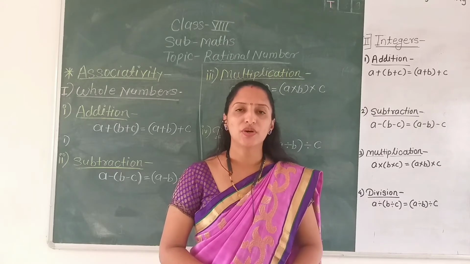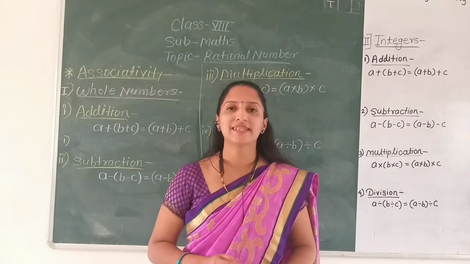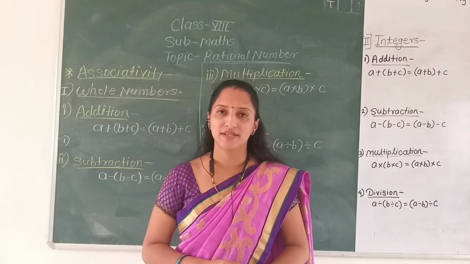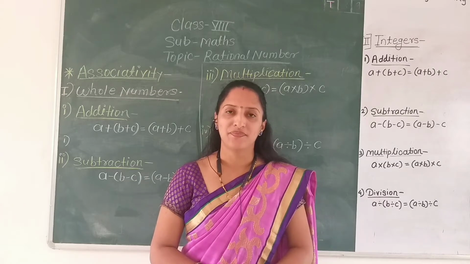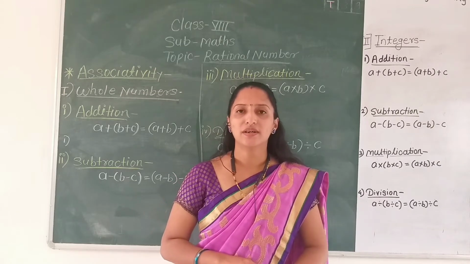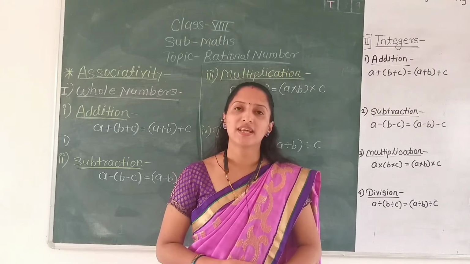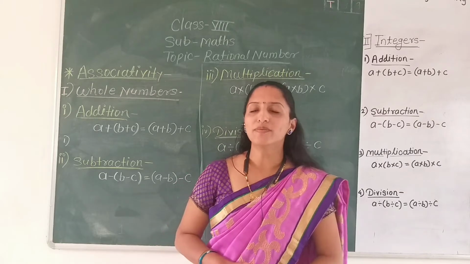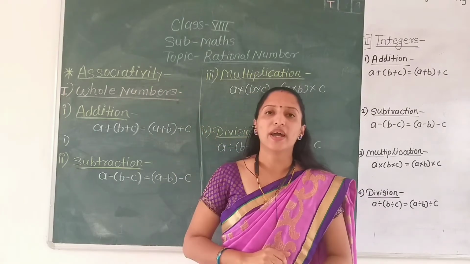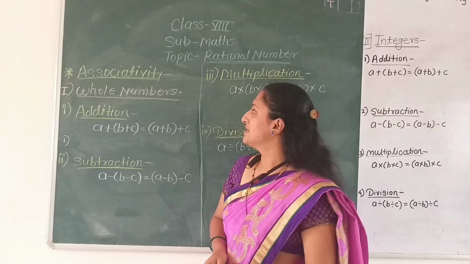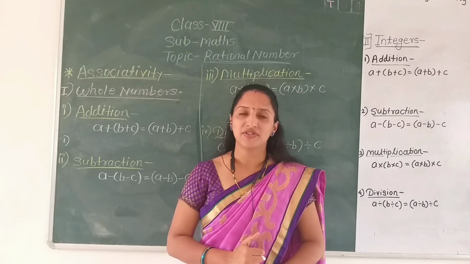In our last session, we saw the commutativity property for whole numbers, integers and rational numbers. My dear students, I hope you all understood that property. Now in today's session, we learn one more property for whole numbers, integers and rational numbers. The name of that property is associativity.